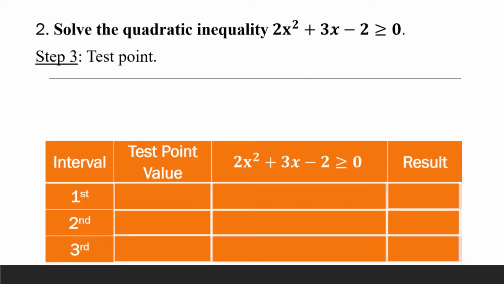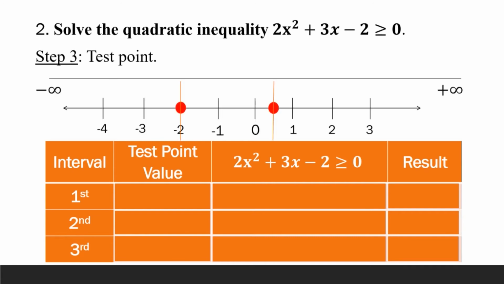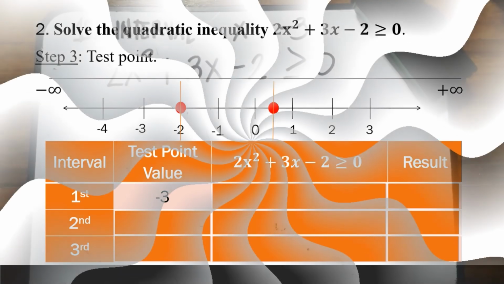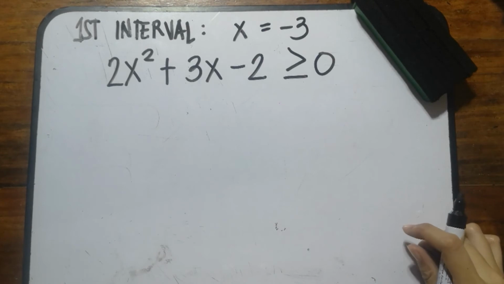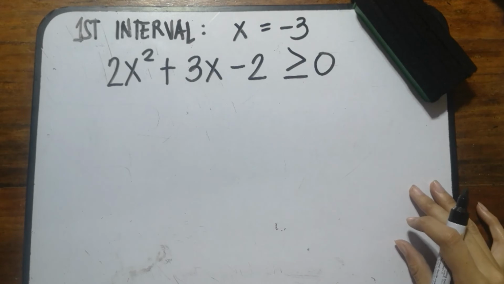Step 3, we have to test points under the first, second, and third intervals. So let us now have our graph, our number line, and let us have a test point value for the first interval. Let us have -3. Now, let us test the point value -3 if it satisfies the given inequality 2x squared plus 3x minus 2 greater than or equal to 0 by substitution method.